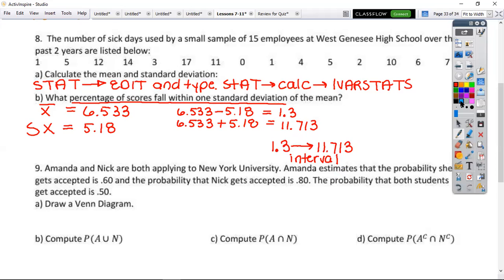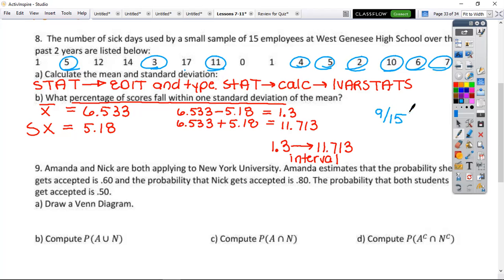So I'm going to go up and circle. That one does. That one does. That one does. 4, 5, 2, 10, 6, 7. How many did I just circle? 9. So 9 out of 15. And that is equal to, I think this is 60% if I'm not mistaken. 9 out of 15, yes, 60%.